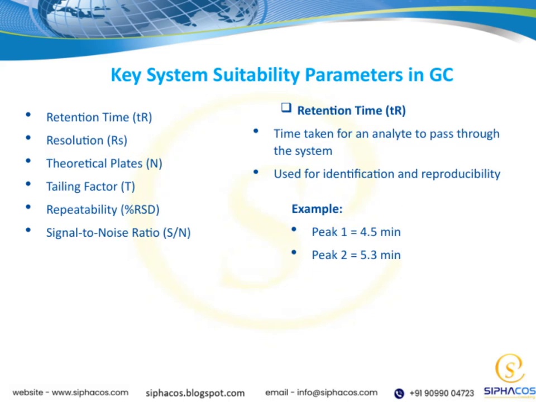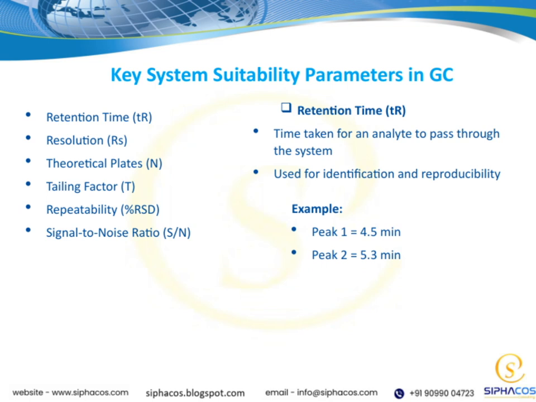Let's talk about retention time, or TR, which is essentially the amount of time it takes for an analyte to pass through the system from injection to detection. This is a crucial parameter because it helps us identify compounds based on how long they stay in the system. For example, if peak 1 appears at 4.5 minutes and peak 2 at 5.3 minutes, we can distinguish between those two analytes easily. Retention time is also key for ensuring reproducibility, meaning if we run the same sample multiple times, those peaks should appear at the same times each run.